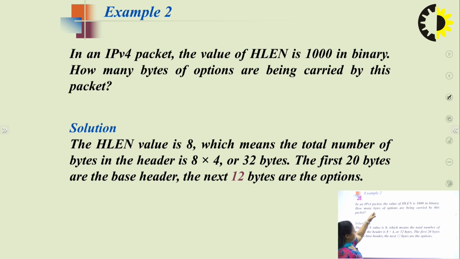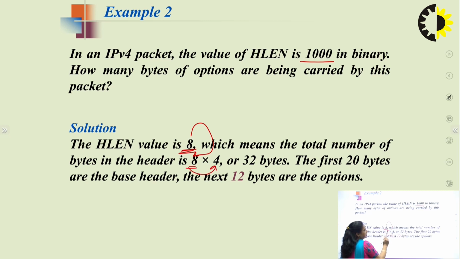If in an IPv4 packet, the value of the header length is 1 followed by 3 zeros in binary, right? So we have to check how many bytes of options are being carried in this packet. We know that the header length value is 8, right? So we have to convert it into decimal. It comes out to be 8.